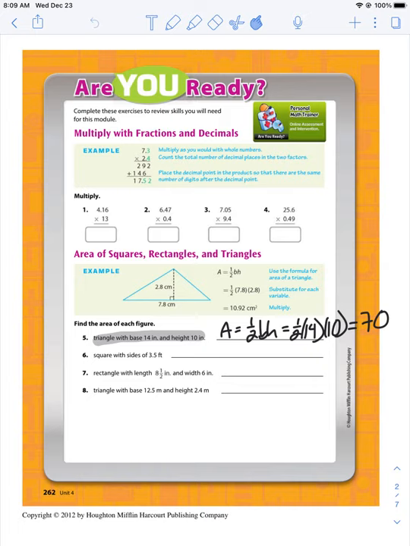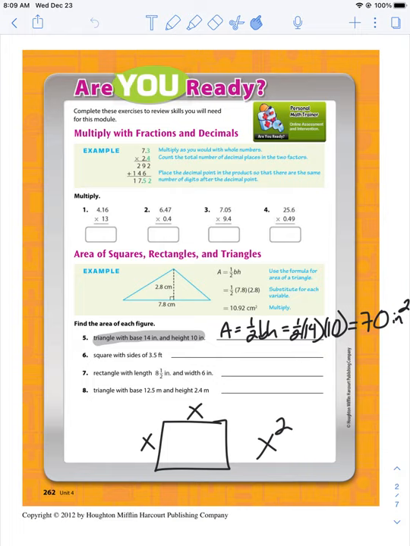And remember, with area, we have to say units squared. So this was inches, so I said inches squared. That's because area is a number times a number. A number times a number is the number squared.